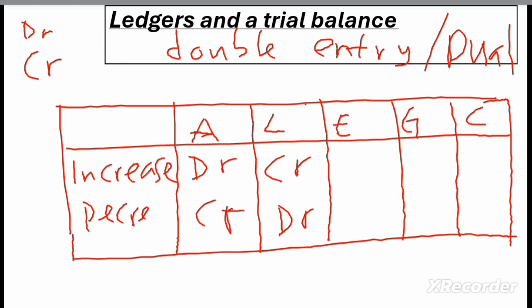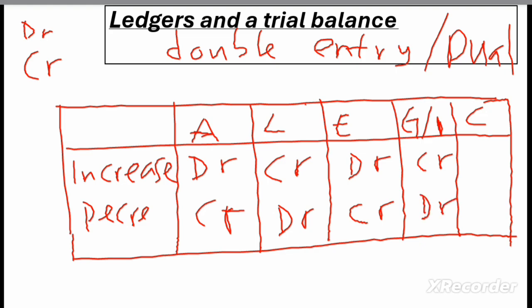For expenses, if expenses are increasing, which means they are receiving, we are going to debit the expense account. And if they decrease, we are going to credit the expense account. The gains are also called the incomes. This is the amount you are receiving, such as sales, revenue, discount received. If the gains are increasing, you're going to credit them. And if they are decreasing, you're going to debit.